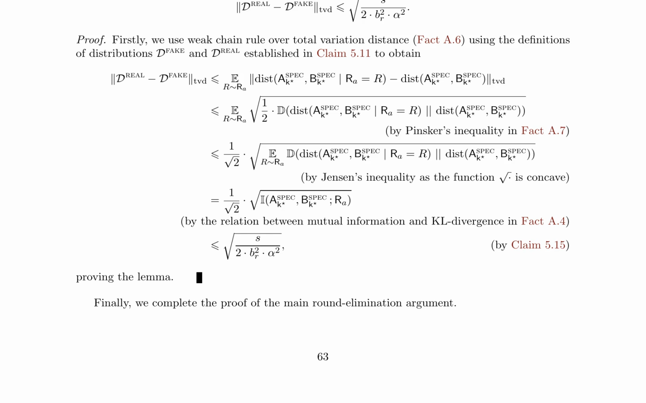The authors then apply claim 5.13 to bound each term in the sum, resulting in the inequality I(B_spec^{k*}; Π1, Σr, Σc, buff^{k*} | B_spec^{>k*}, B_spec^{<k*}) ≤ S_B2R alpha 2. This completes the proof of claim 5.15. The authors then use the weak chain rule over total variation distance to establish the statistical closeness of D_real and D_fake.